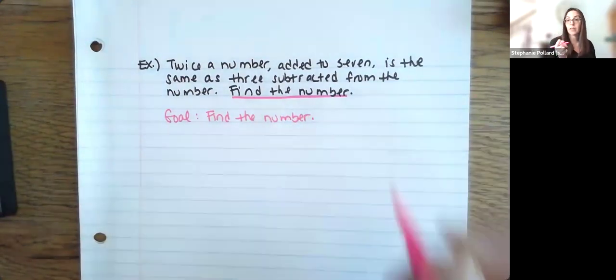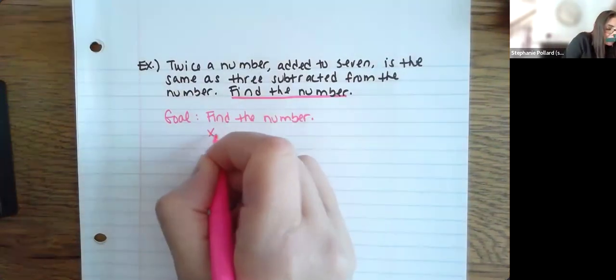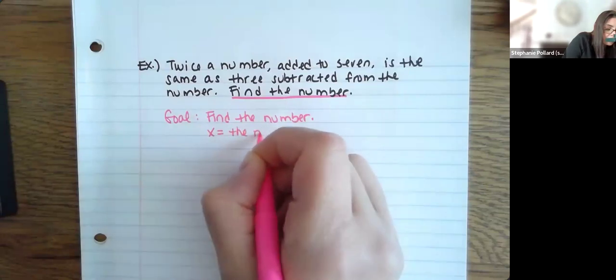And there's only one thing I'm looking for, so that is going to be my variable. Now, you can use n for number here if you prefer. I'm going to just use x. So I'm going to let x equal the number, right? The number that I'm trying to find.